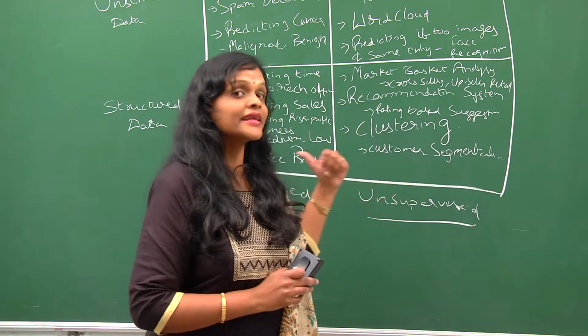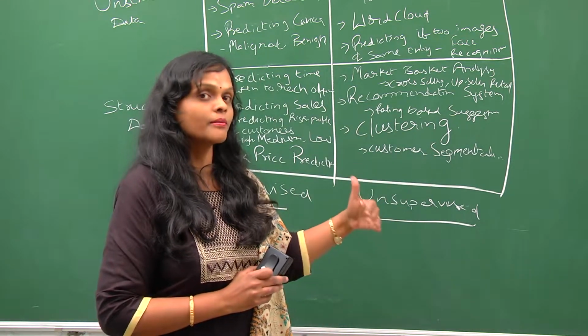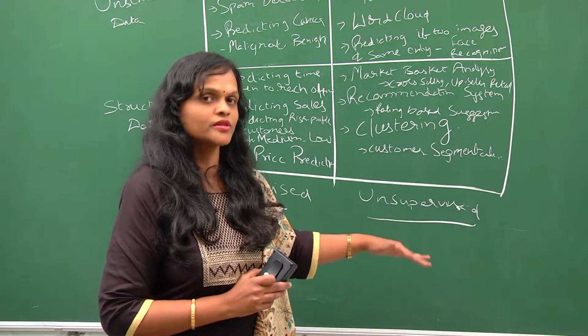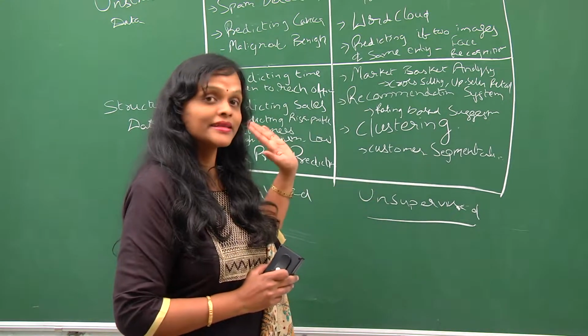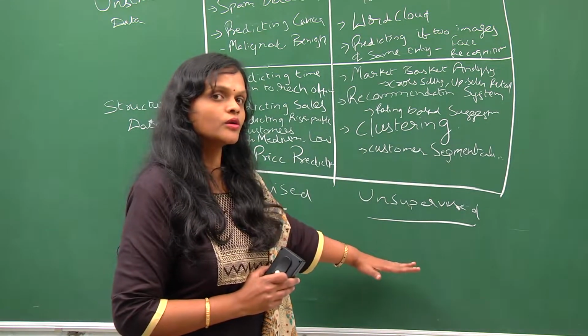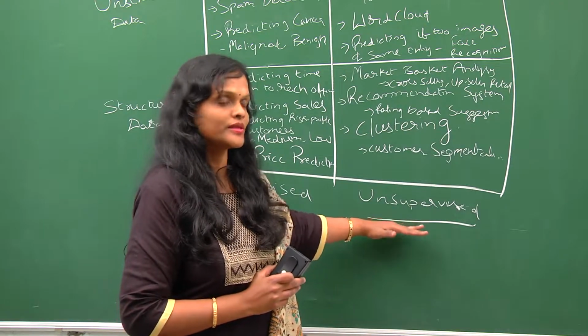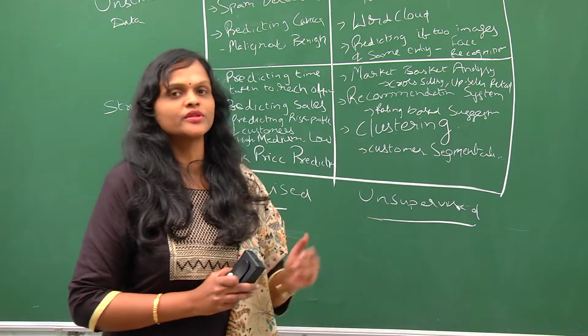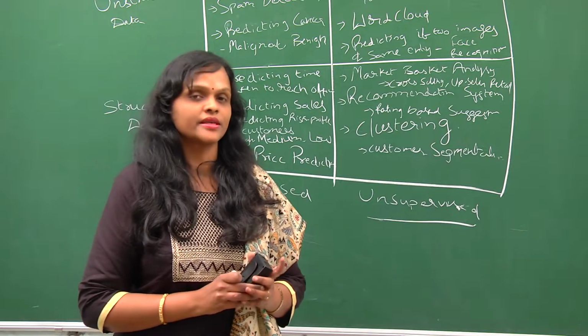You have realized that the data here is in the structured format, but you don't have any target variable. So it comes under this quadrant where the data is structured, but the machine learning algorithms that we use are unsupervised algorithms. Now let's come to the third example, which is customer segmentation.